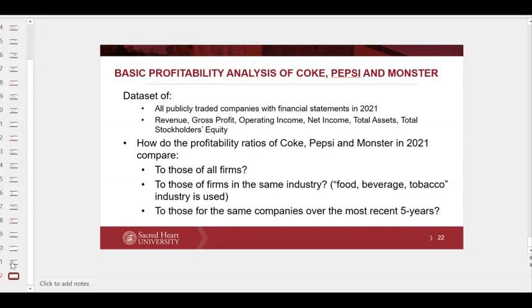And then how do the ratios for Coke, Pepsi, and Monster compare for 2021 compared to those of the 4 years prior to 2021? So we can look at a time series analysis. So let's switch over to our Excel file now.